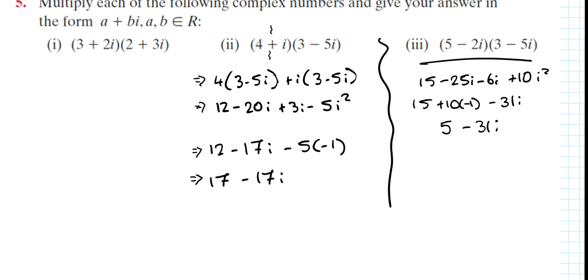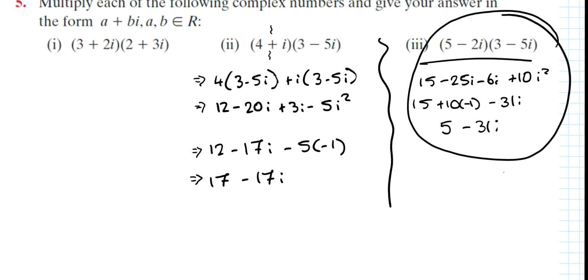4 times 3 is 12, 4 times minus 5 is minus 20, and we have the i. Now i times 3 is 3i, plus by minus is minus, 1 by 5 is 5, i by i is i squared. But what do I know about i squared? i squared is equal to minus 1, so this is really minus 5 by minus 1. Minus 5 by minus 1 is 5. So it's 12 plus 5 is 17.